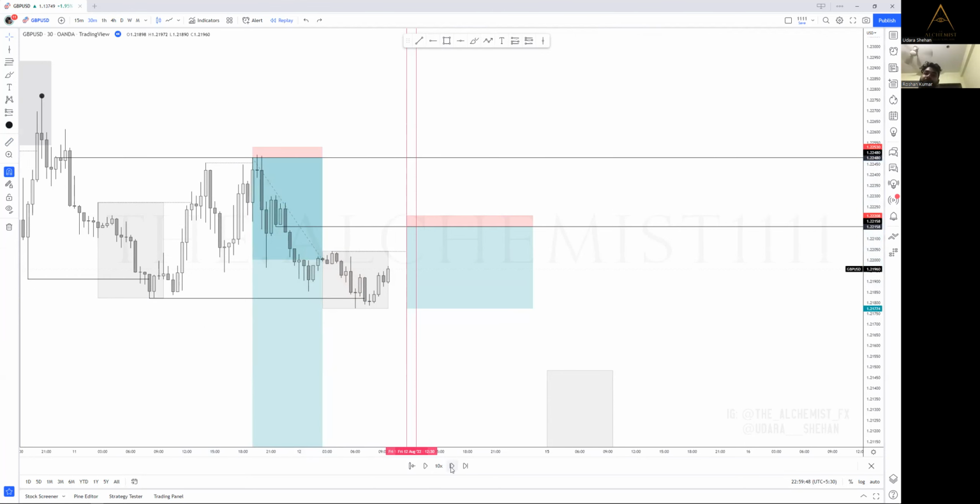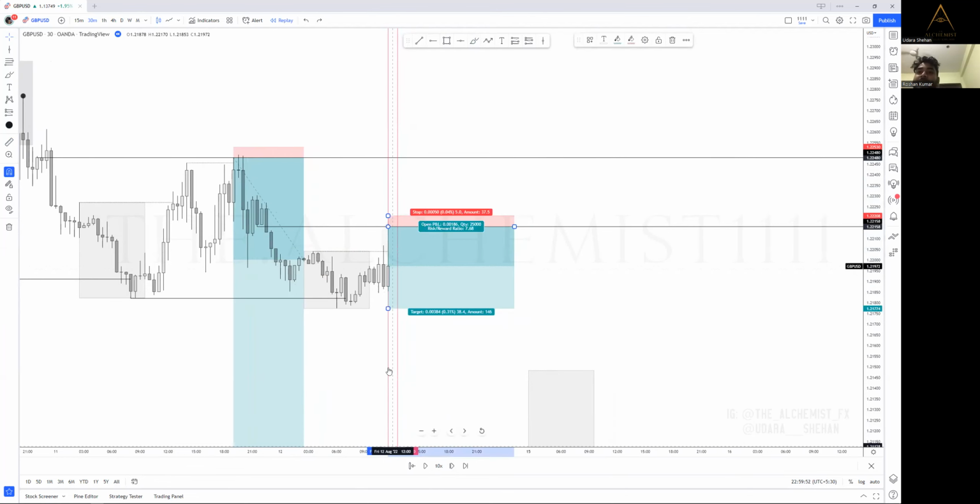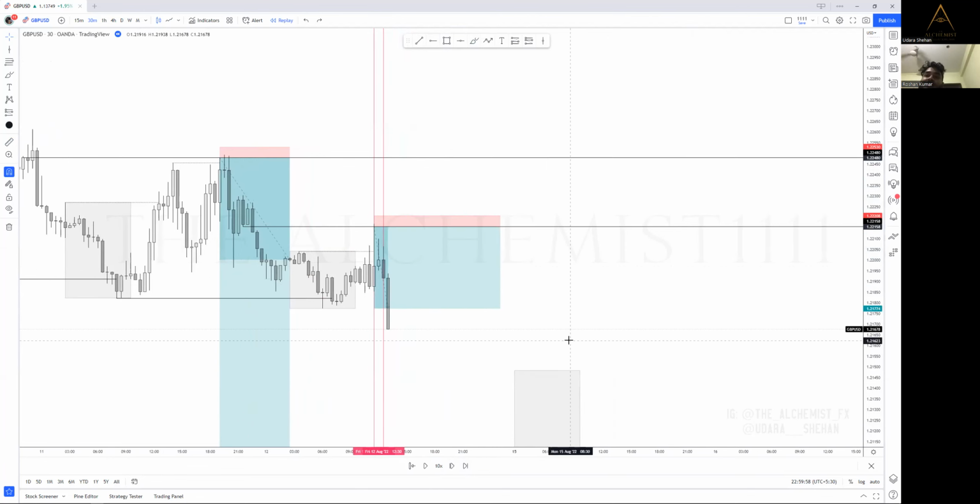When time is right, 11:30. Right at 11:30. Can you see that? Right at 11:30, a manipulation of Asia, then what happens? Done. See, when the time is right, that is how quick the setups are.